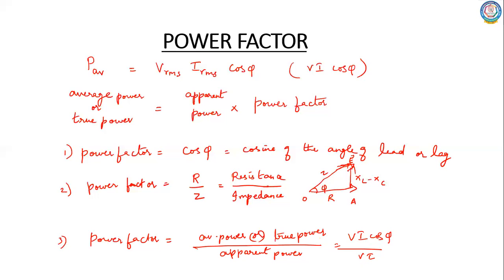Once again, for a pure resistive circuit the power factor is equal to 1, because the phase angle between current and voltage is 0, and cos 0 is 1. For a purely inductive or capacitive circuit, the phase angle between them is plus or minus pi by 2, so the power factor is cos of plus or minus pi by 2, which is equal to 0. Then for an RLC circuit, the power factor varies between 0 and 1.